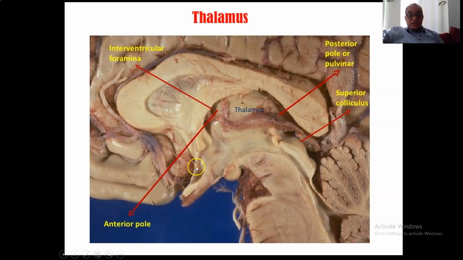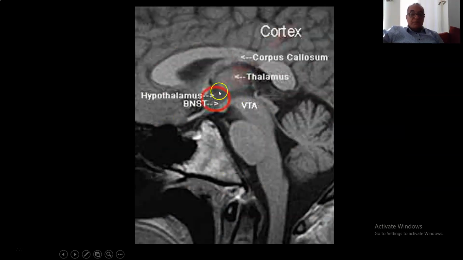The anterior boundary is the lamina terminalis, which is a neural structure extending from the rostrum of the corpus callosum to the posterior part of the upper surface of the chiasm. We have a superior border, which is the hypothalamic sulcus, separating the hypothalamus from the thalamus, and we have the inferior border, the interpeduncular fossa, which contains the optic chiasm, the tuber cinereum going to the pituitary stalk, and the mammillary body. This is an MRI picture, sagittal view, showing the position of the hypothalamus.